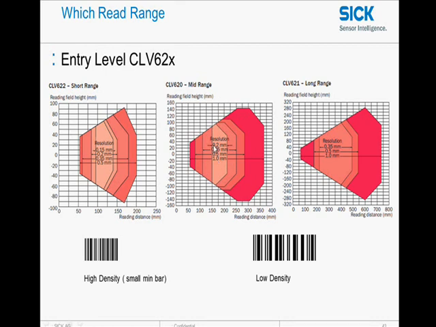Once again, the cell size is here. It goes down to 0.2, but it'll read a low density or relatively high density code. And then the CLV621, which is the longer range entry level scanner, which still goes out in a 1 mil code out to 700 millimeters. But now you notice it's optimized for 0.3, 0.5 or 1 mil.